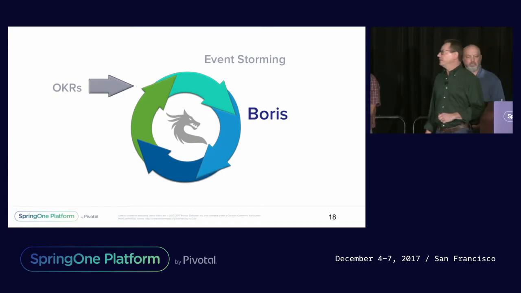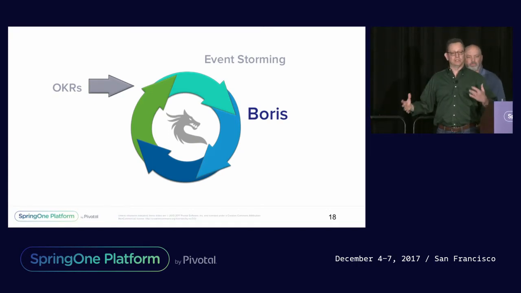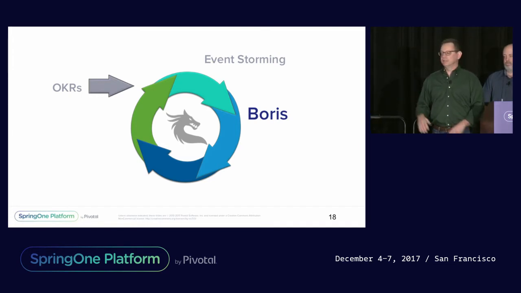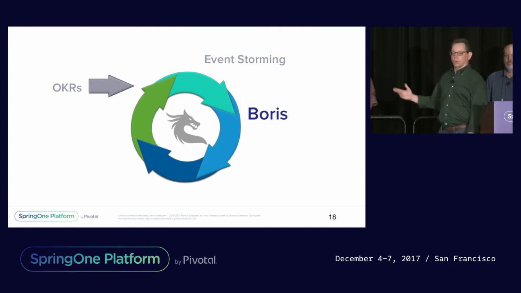Okay, so now that we've had our event storming, we have an understanding of what the system looks like, what the domains are. Then we take it to the next level, and we start looking into architecture. So what we do there, the next tool is Boris, and for Boris, I'll hand it over to Sean.